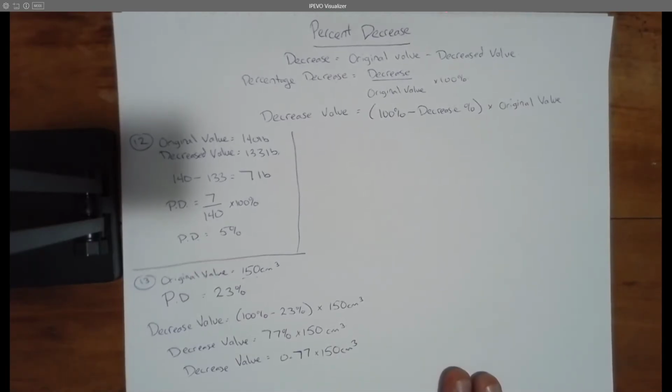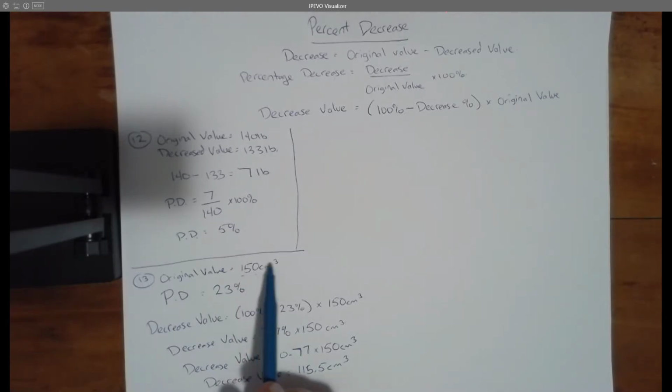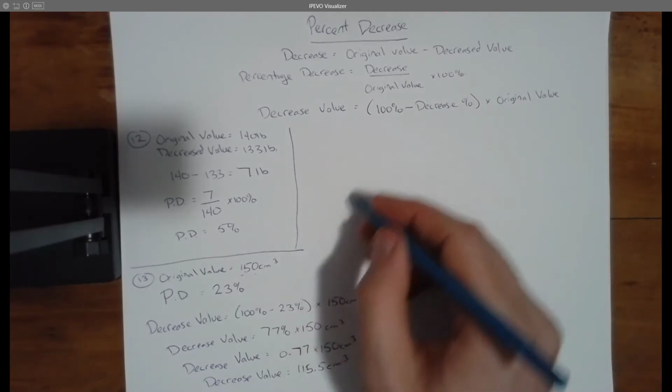Getting close to the end of our page here, but that's okay. All we have left to do is multiply those two values together, and we would be able to figure out that we have a decrease value of about 115.5 centimeters cubed. So what that tells us is that it started off at 150 centimeters cubed, and after a 23% decrease, we're left with only 115.5 centimeters cubed in volume.